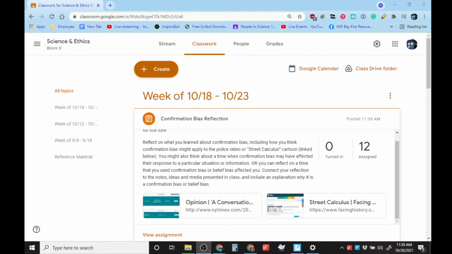Is everybody not able to access the New York Times? I thought it was just me. Oh, well done. Excellent.